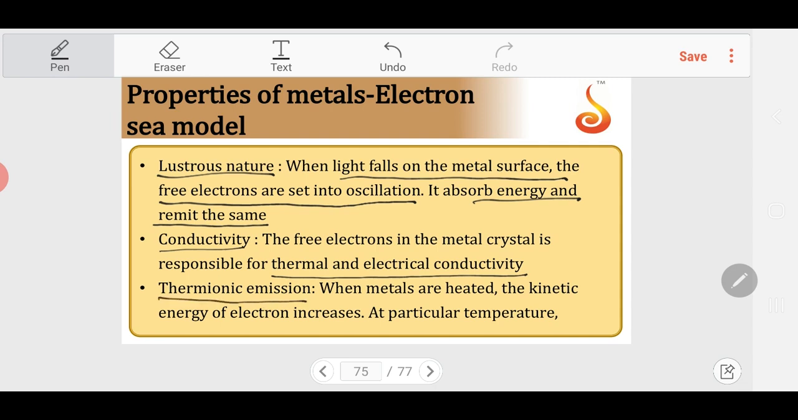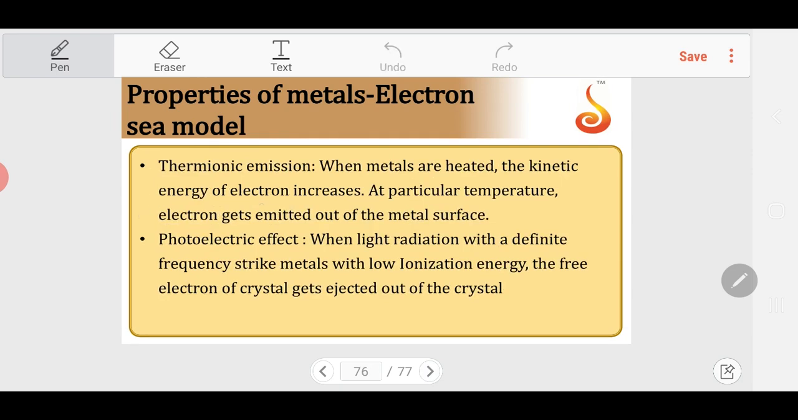Thermionic emission. When metals are heated to a high temperature, the electrons gain sufficient kinetic energy to escape out of the attractive forces. As a result, the kinetic energy of the electrons increases, and at a particular temperature the electrons get emitted out of the metal surface. As a result, thermionic emission is observed. Then the photoelectric effect.